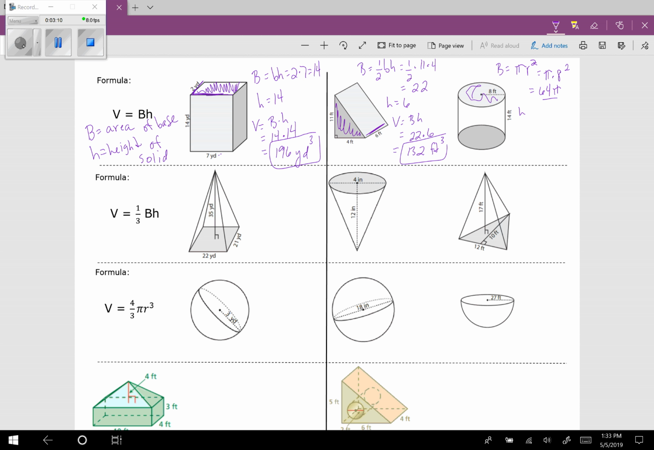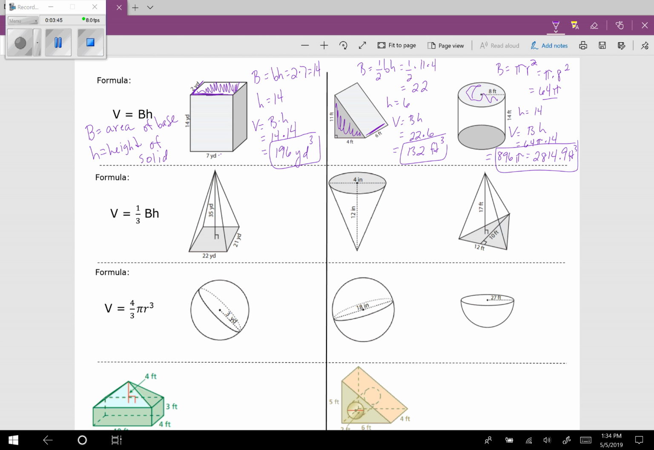Now the height of this cylinder is 14. So volume is area of the base times the height. So 64 pi times 14. To get it in terms of pi, I'm just going to multiply 64 and 14. And so that gives us 896. And we still have that pi. And then to get that to the nearest tenth, just do 896 times pi. And you get 2,814.9. And this is feet cubed.